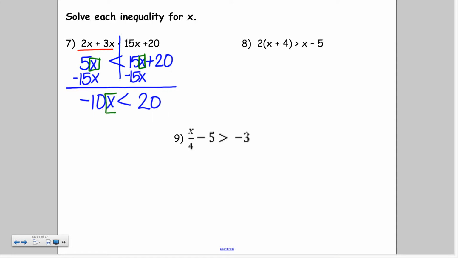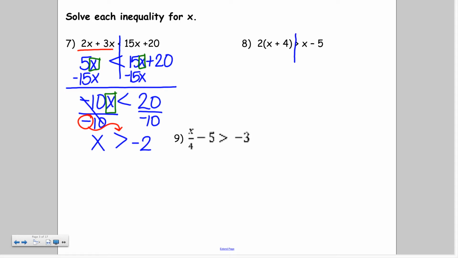All right, I still want to get the x by itself, so I need to divide by negative 10. That's going to give me x, and 20 divided by negative 10 is a negative 2. But since I divided by a negative, this sign has to go the other way. So since I divided by this, it flips to this. All right, so that's my answer for that one.